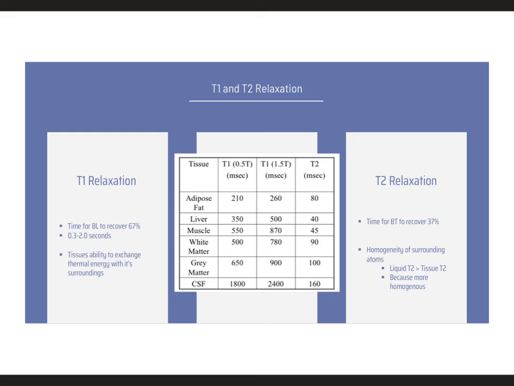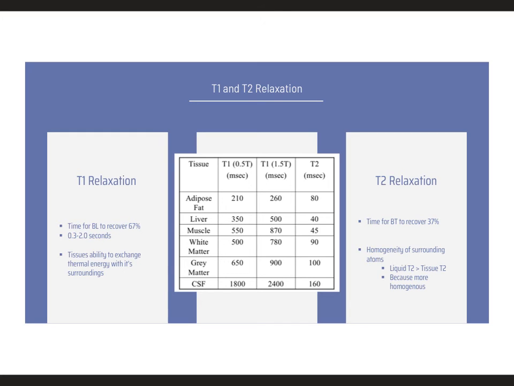The time that it takes the longitudinal magnetic field to recover to 67% of what it originally was before the radio pulses, we define as T1 relaxation. Here, there is a transfer of the energy from the protons to the surrounding tissue. It requires energy to go from the low energy state to the high energy state, and when it de-excites, it reverses and energy is released. So that energy being absorbed by the surrounding tissue is what's measured.